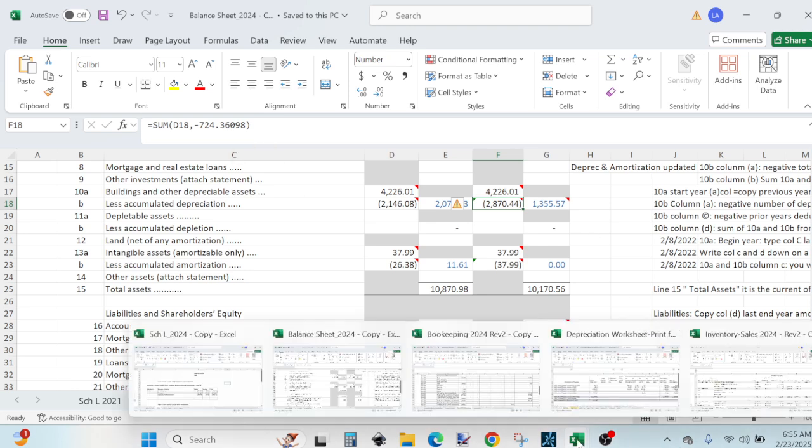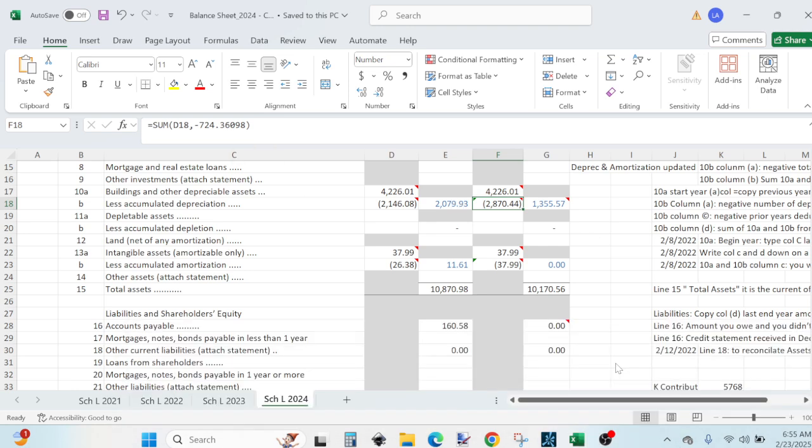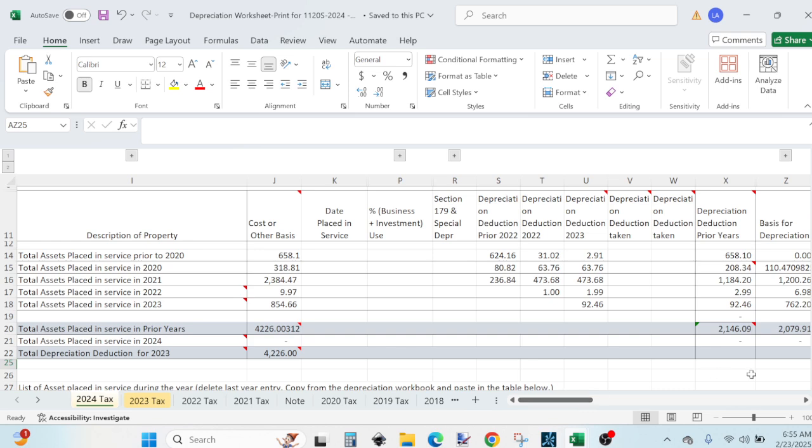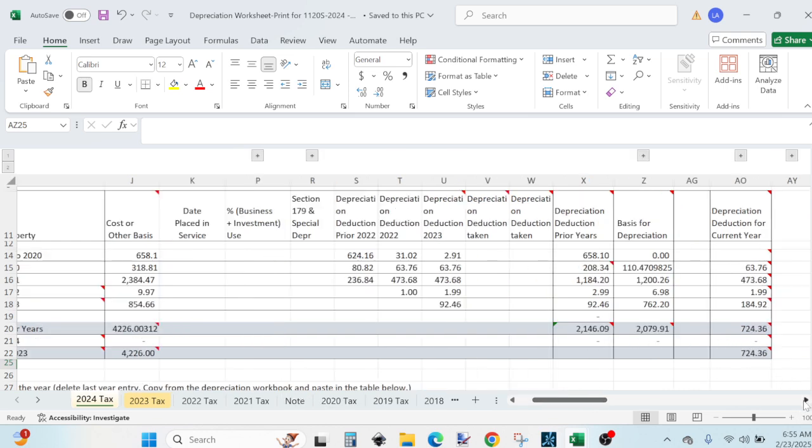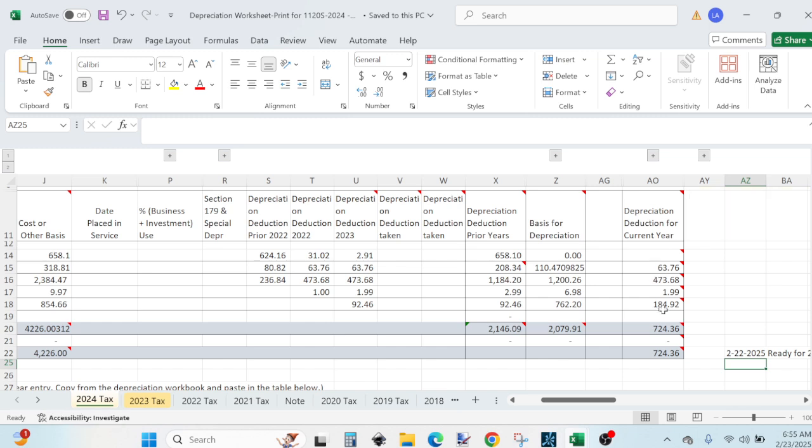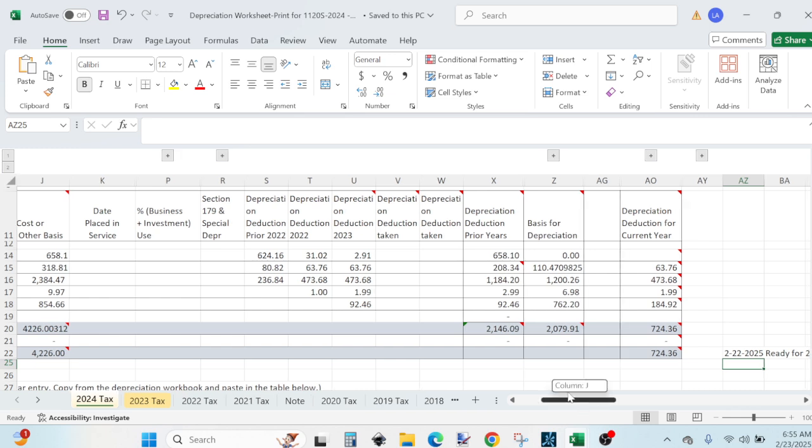So if we pull our depreciation summary, depreciation to claim in 2024, depreciation of the year, because there is no asset purchase in 2024, we don't have anything on that row, but it's good to track your depreciation throughout the year.